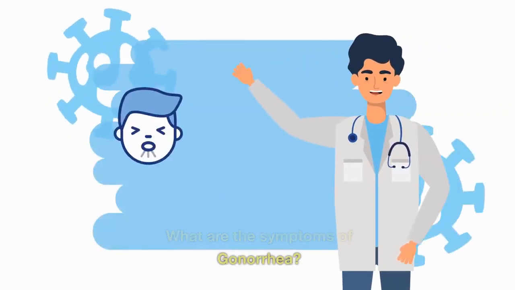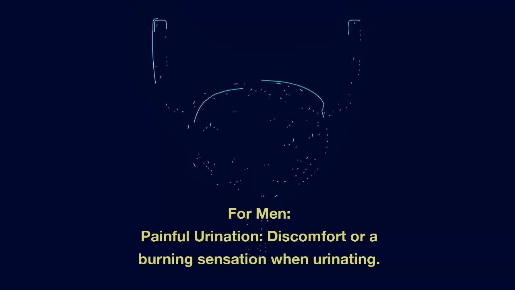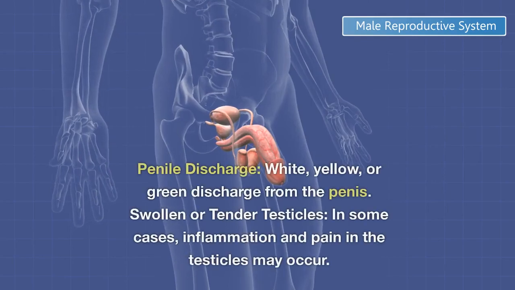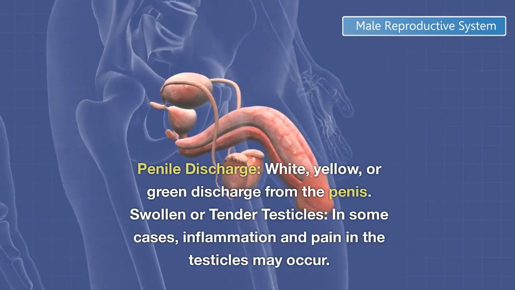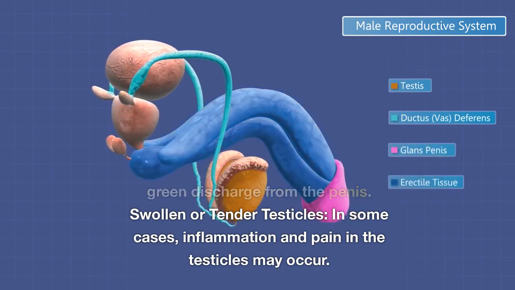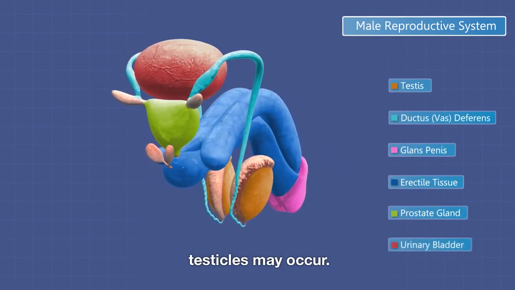What are the symptoms of gonorrhea? For men, painful urination, discomfort or a burning sensation when urinating. Penile discharge, white, yellow, or green discharge from the penis. Swollen or tender testicles. In some cases, inflammation and pain in the testicles may occur.